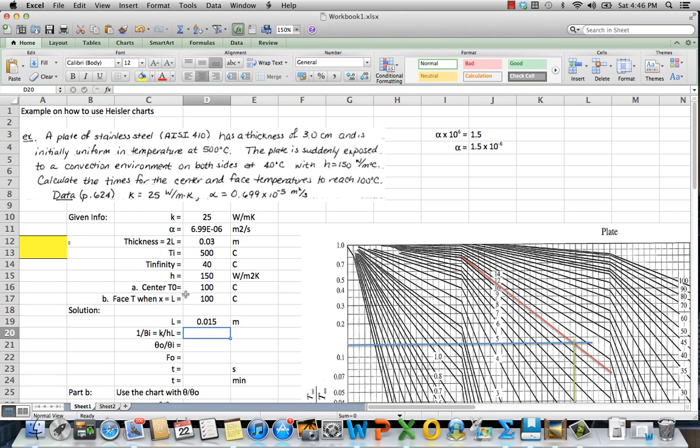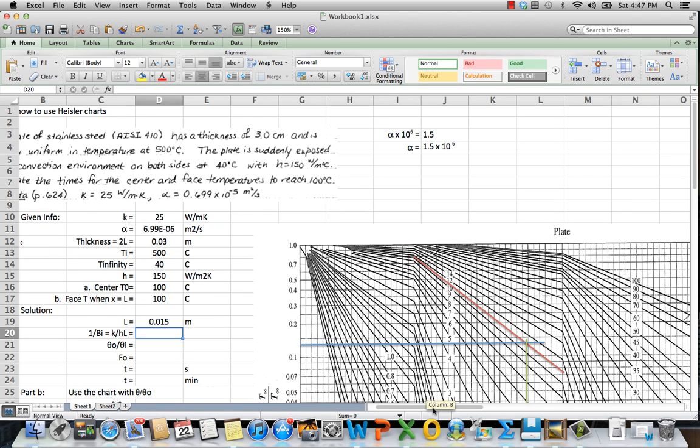Now the center is designated by a subscript 0, so T naught is 100 for the center problem. On the second one at the face, they want to know when it's at the edge. Remember, that's x equal to L. So the center is 0, the edge is L. This is like saying T sub L would be one way to describe that. So let's do the first problem, the center one.